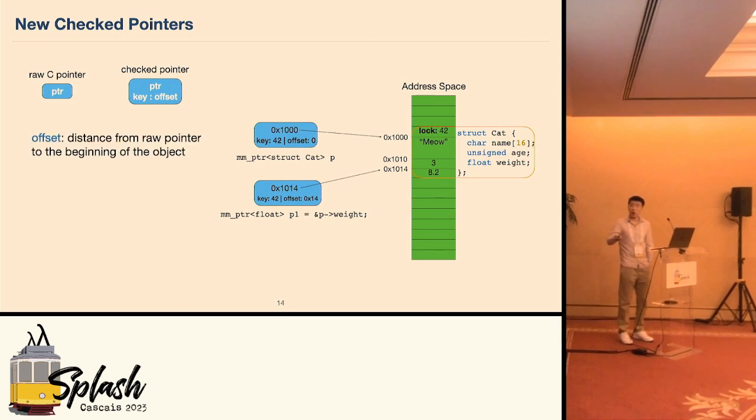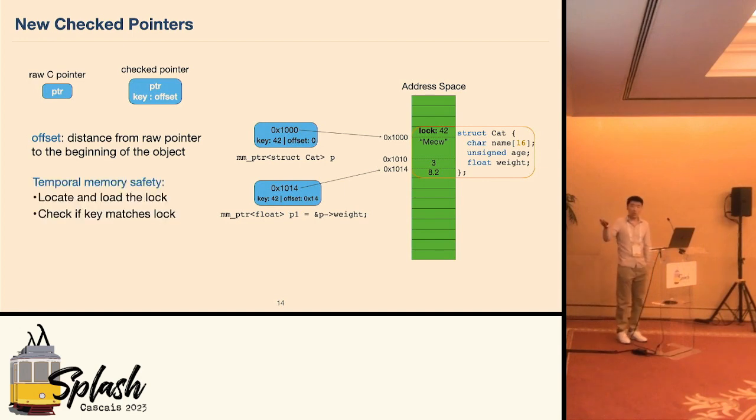So the offset is the distance from the raw pointer to the beginning of the object. So the runtime can simply subtract the offset from the current raw pointer to compute the location of the lock. So the temporal memory safety check would be straightforward because the compiler or the runtime knows where to find the key and where to find the lock.